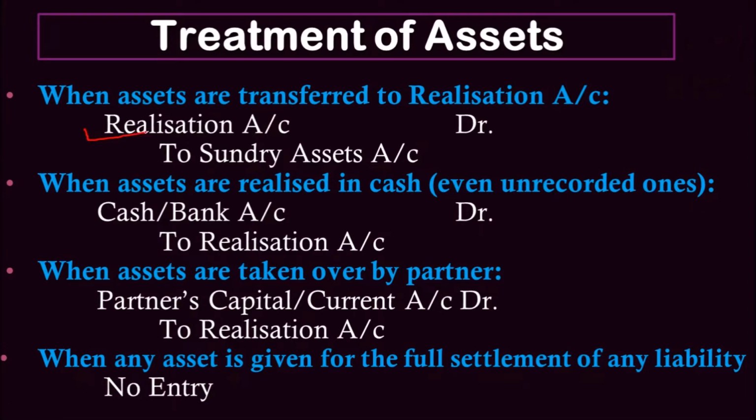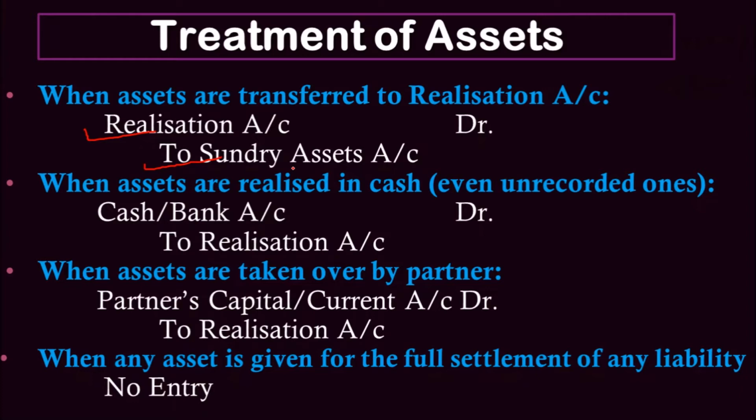Realization account debit to sundry assets. You can remember the concept here. Whenever any asset is created, it is debited, but it's time to dissolve the asset, that is why the assets are debited. But you need not use the name sundry assets here; you will use the name of the particular asset. Say for example, if debtor is given, then you will pass the entry realization account debit to debtors. If stock is also given, then realization account debit to stock.